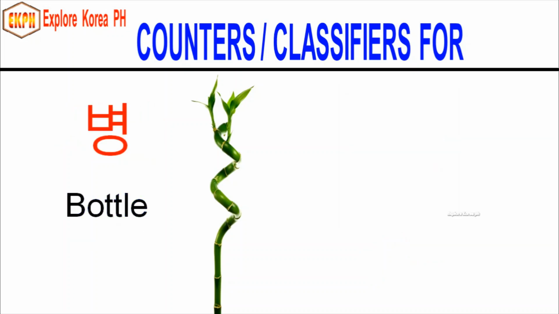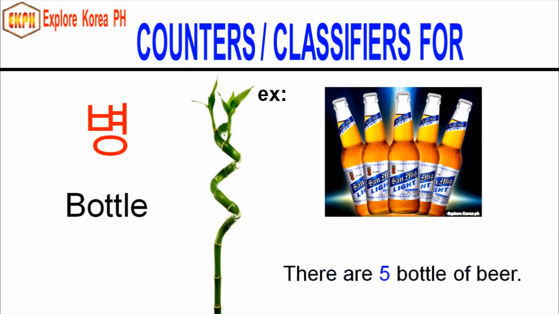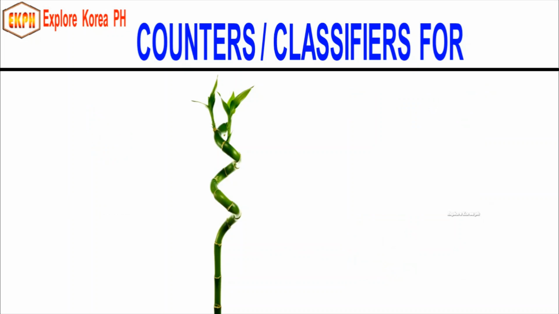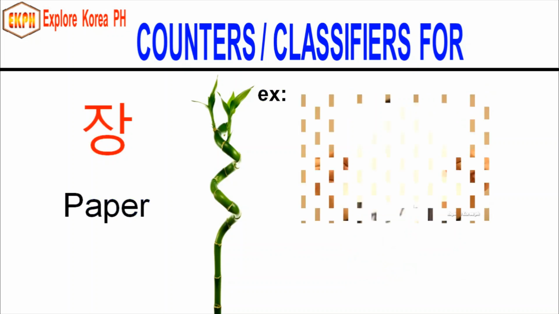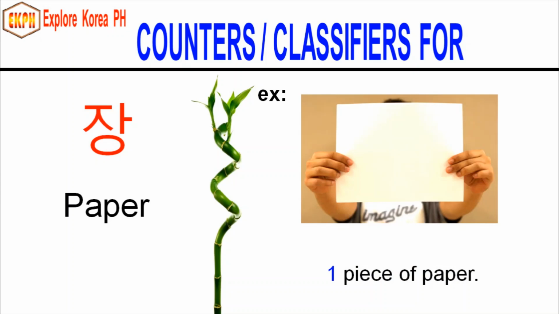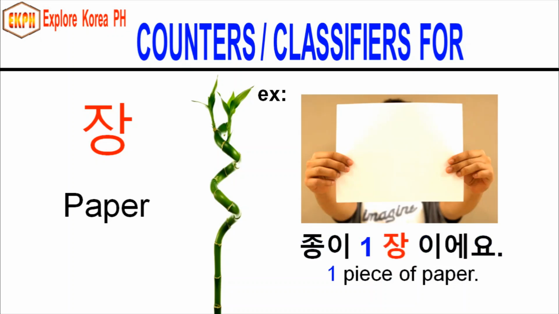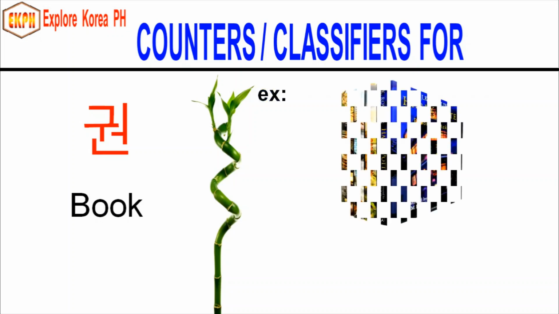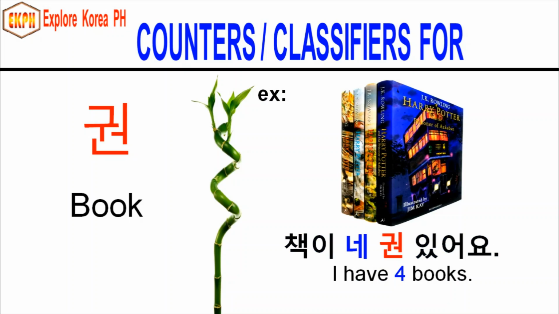Now, byung for bottle. Okay, there are 5 bottles of beer. 맥주가 5병 있습니다. Okay, so we have here the byung for the bottle. 장 for paper or piece of paper. So 1 piece of paper. 종이 한 장이에요. Okay, gwon for the book. So I have 4 books. 제게 4권 있어요.